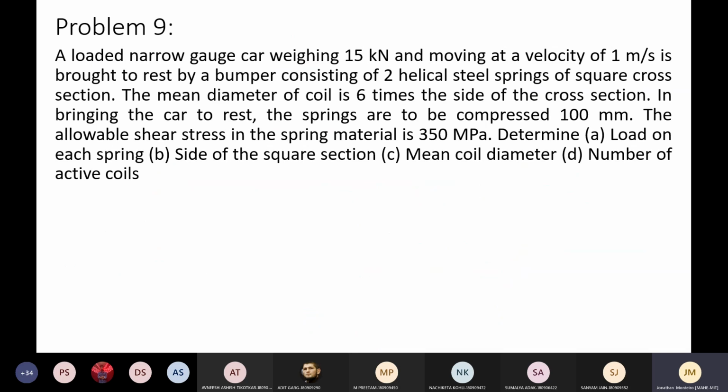Let us go to one more kind of problem. Of course, similar, but the cross section is different here. So just take it down.